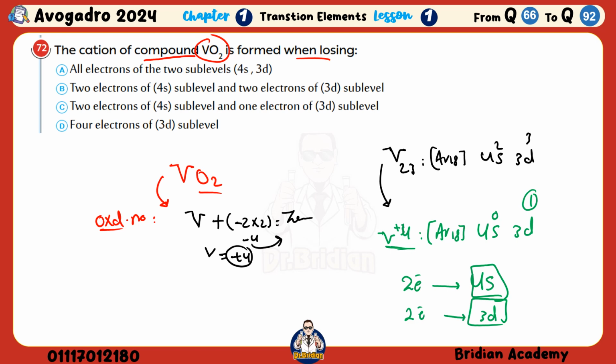Let's read the choices. All electrons of 2 sublevels, no. 2 electrons of the 4s sublevel and 2 electrons of the 3d sublevel, yes. That is the correct choice, which refers to what is demanded in our question: 2 electrons of the 4s sublevel and 2 electrons of the 3d sublevel. So the right choice is B.